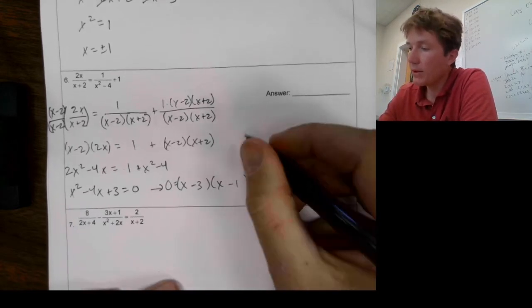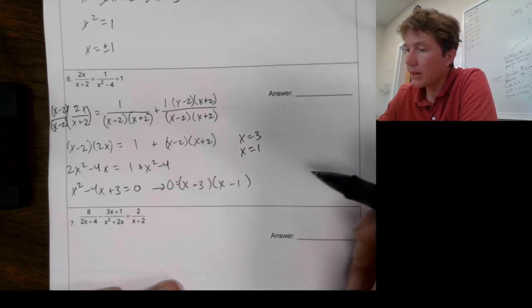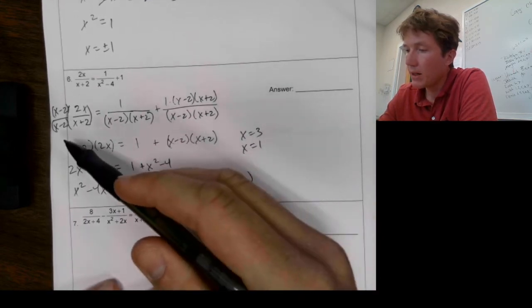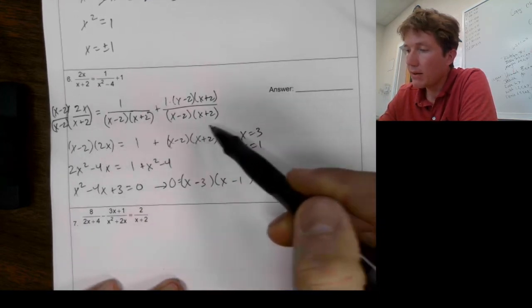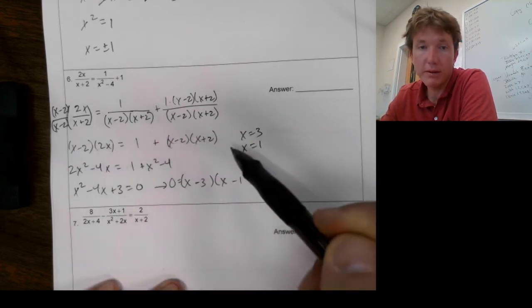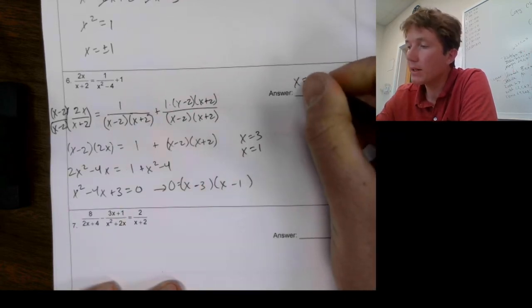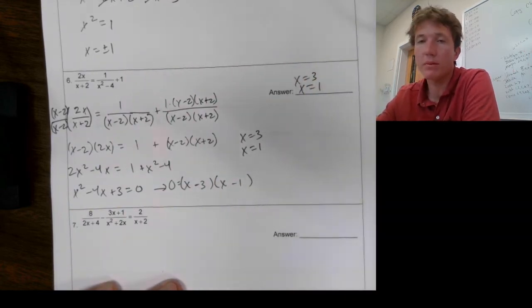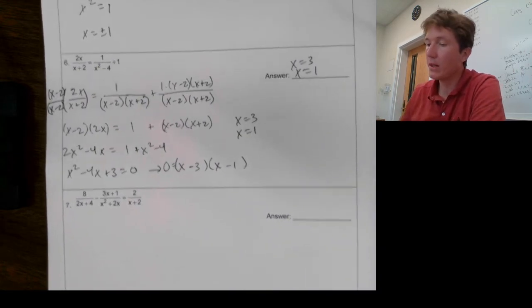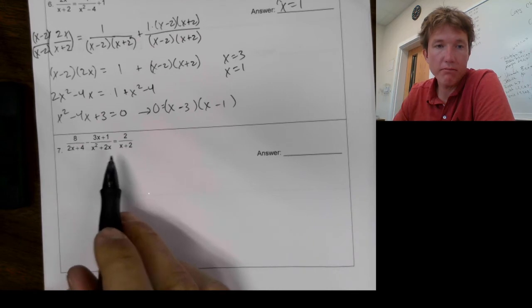So I have two solutions here, x equals 3, x equals 1. Check to see if they work. They both work in this case. Because everything here deals with a 2, neither of these are 2, so it's not going to be a 0. So I have two solutions, x equals 3, x equals 1. Alright, next one.